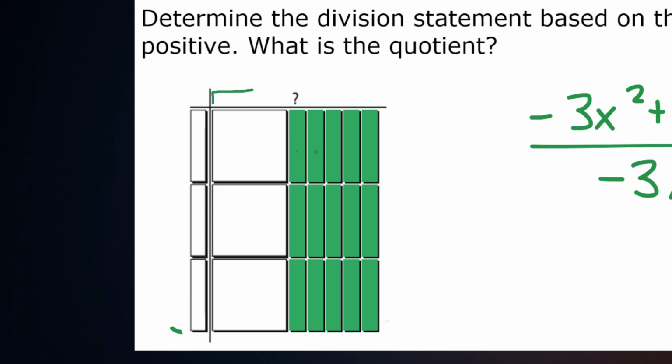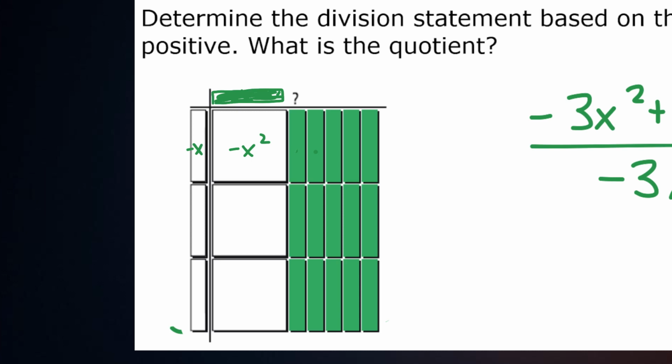Well, we need to draw a bar here because I know that x times x is x squared. However, this is a negative x squared, and this needs to be a positive x. So I'm actually going to shade it in for this to work out because I know that a negative times a positive is a negative.